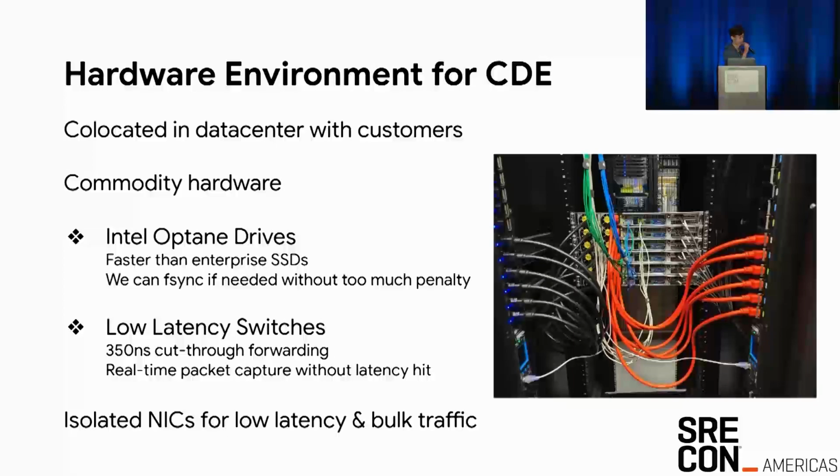We use very fast switches, so 350 nanosecond cut-through forwarding switches, as well as switches that support real-time packet capture without any latency hit. And also, we isolate our NICs for low latency and bulk traffic, which means only the order flow traffic goes through one path, while our replication goes through another path.